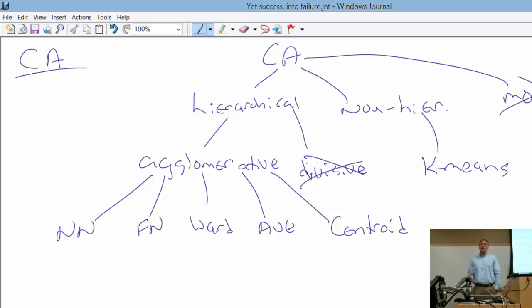Advantages and disadvantages of the various procedures too. For example, with nearest neighbor, you often have what's called a chaining effect occur, where you're having elongated clusters, and depending upon that situation, that may or may not be desirable.